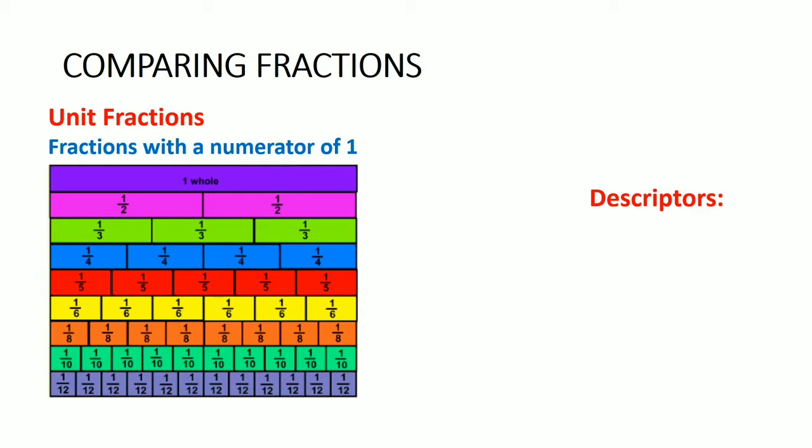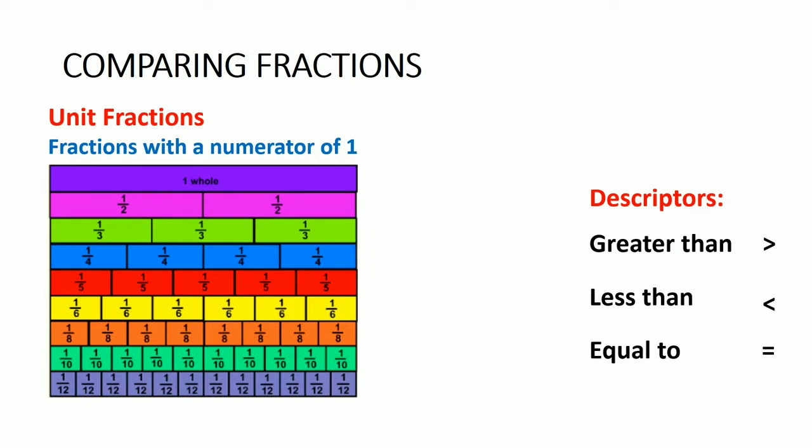The first descriptor is the greater than sign, written like this. Then we have the less than sign, written like this. Then we have the equal to sign, written as this. These descriptors are necessary to compare fractions because one fraction can either be greater than the other, less than the other, or equal to each other.